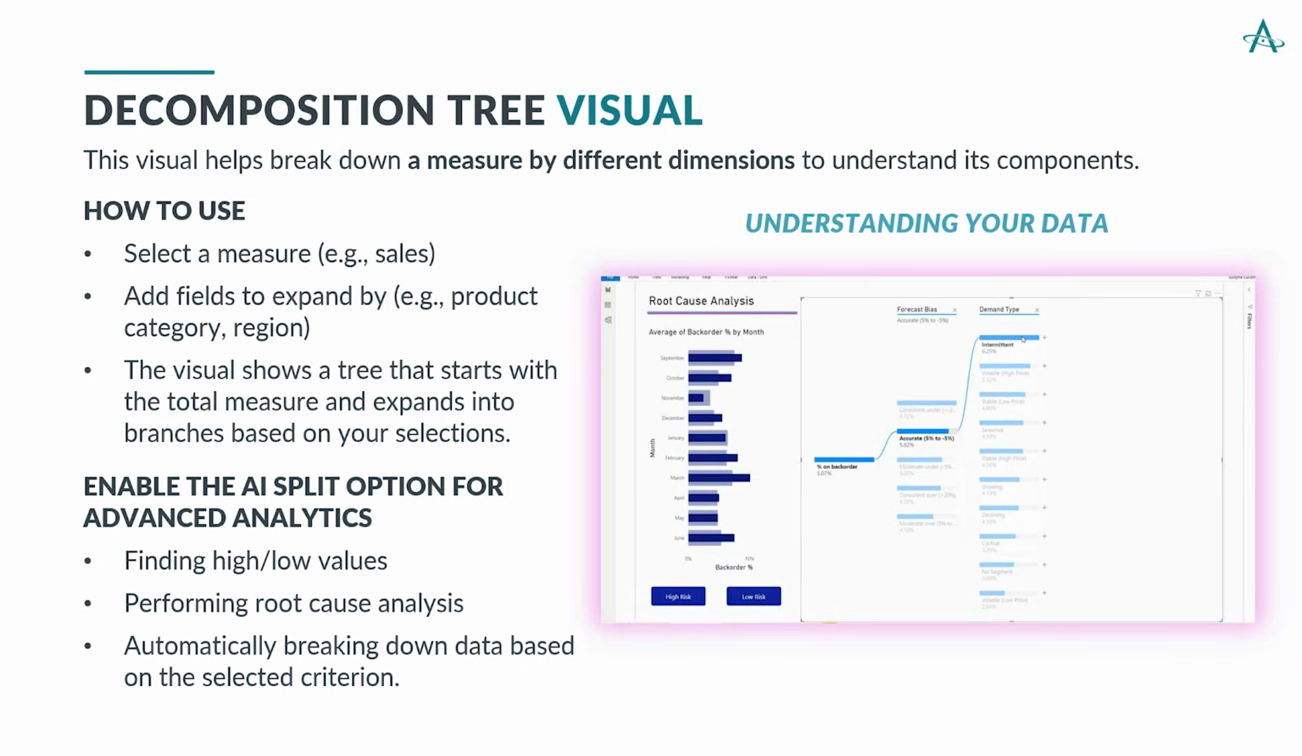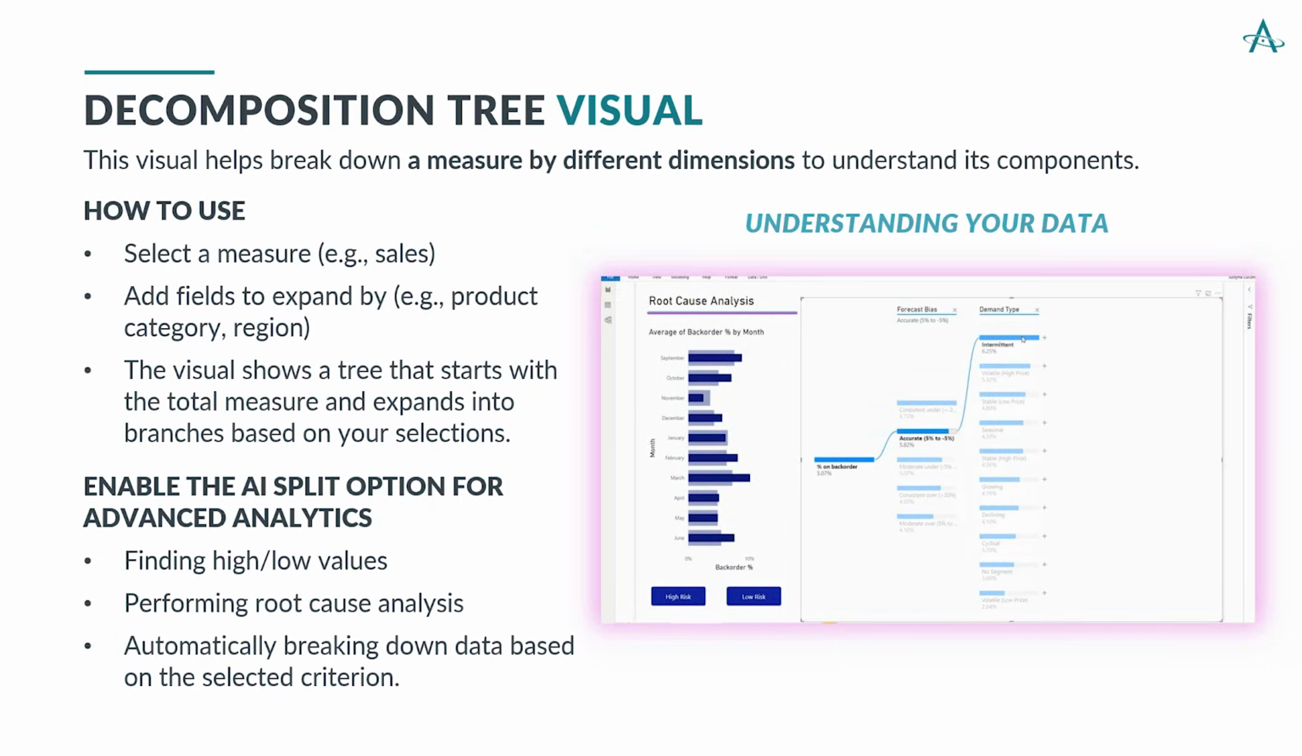To use the decomposition tree visual, you need to select a measure as the analysis field and one or more fields as the fields to expand by. The visual will then show you a tree-like structure that starts with the total value of the measure and expands into different branches based on the selected fields.